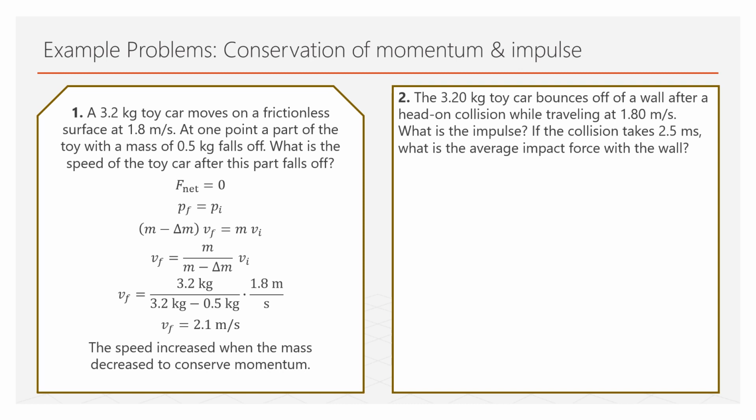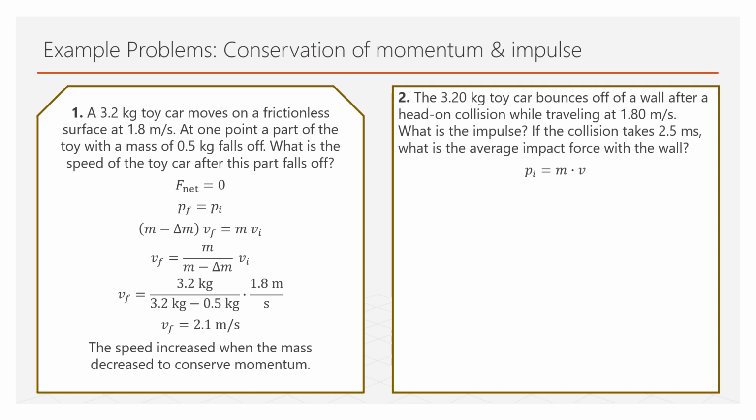A 3.2 kilogram toy car bounces off of a wall after a head-on collision while traveling at 1.8 meters per second. What is the impulse? Then, if the collision takes 2.5 milliseconds, what is the average impact force with the wall?